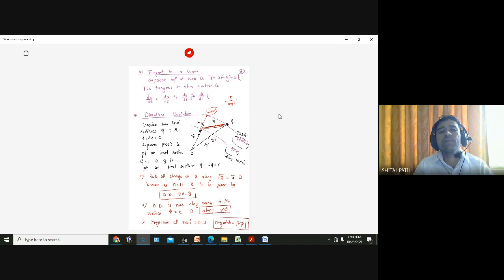Okay, so remember three formulas. What is directional derivative? Grad phi dot A cap. Where is it maximum? Along the normal, that is along grad phi. What is its magnitude? Mod of grad phi. Okay, I will go through a few examples.